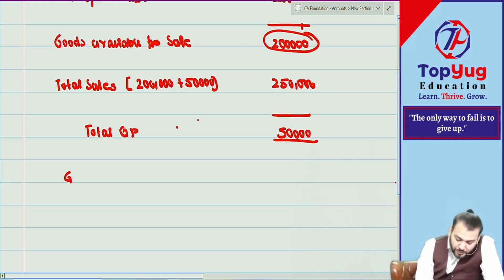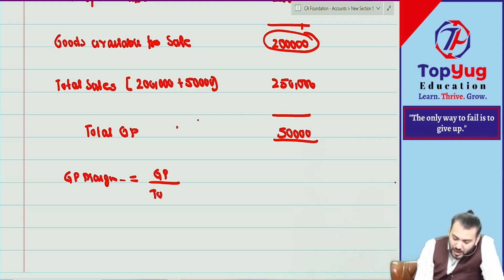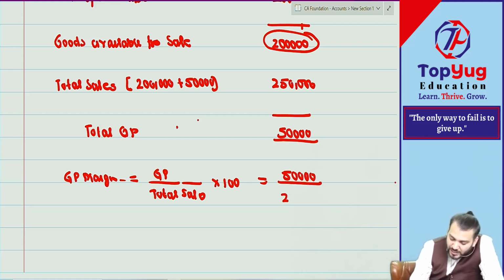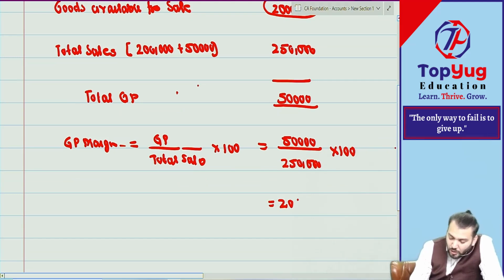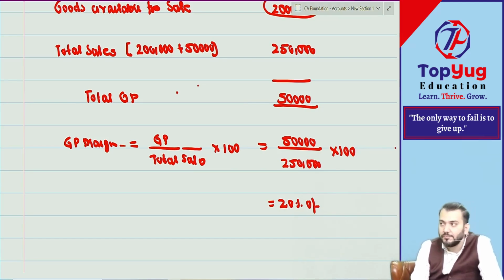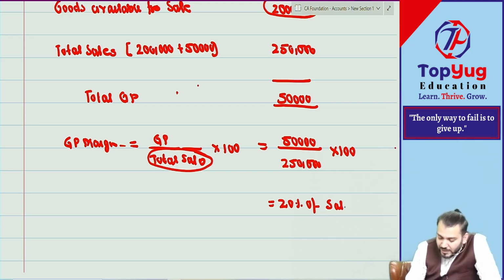So therefore GP margin, you understood? GP margin will be equal to GP by total sales. Either you can calculate on sales or in terms of cost, into 100. GP is 50,000. What is the total sales? 2,50,000 into 100. So what percentage does it become? 20% of sales or cost? Because it is on sales now, so 20% of sales. Understood.